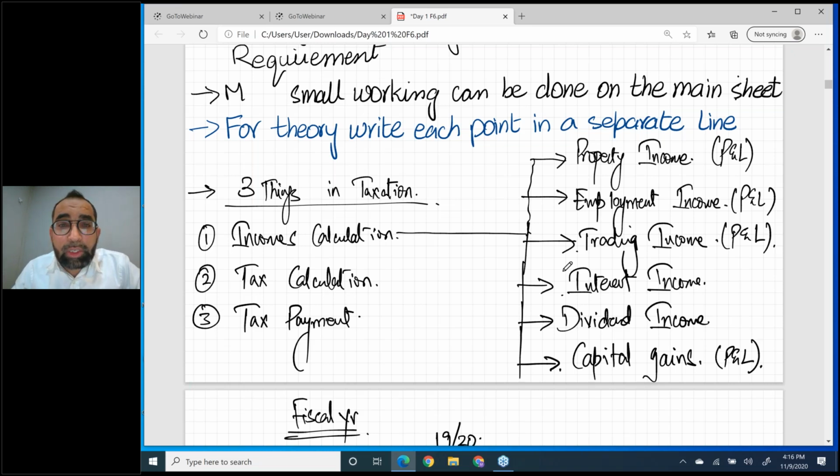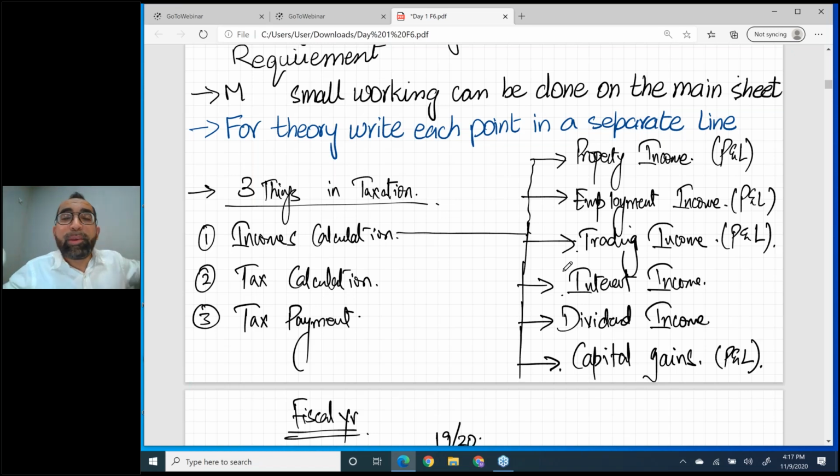Now open your eyes. For property income, yes, you have to make a P&L. There is a proper working for property income. And what's the format of the P&L? You must remember: rental income less allowed expenses. Then for employment income, yes, you have to make a P&L. You used to make a P&L for employment income as well. If you remember: salary, bonus, car benefit, fuel benefit, accommodation, less allowed expenses, right? For trading income, yes, you also have to make a P&L. For capital gains, yes, you have to make a mini P&L. Hope you remember: disposal proceeds less allowable cost is equal to chargeable gain.